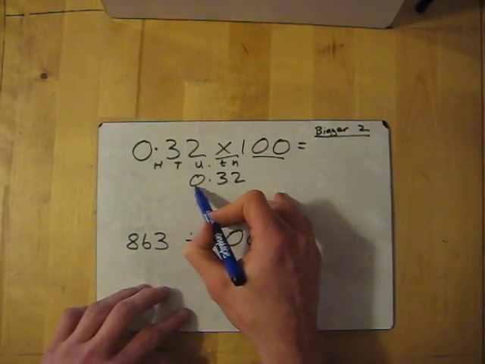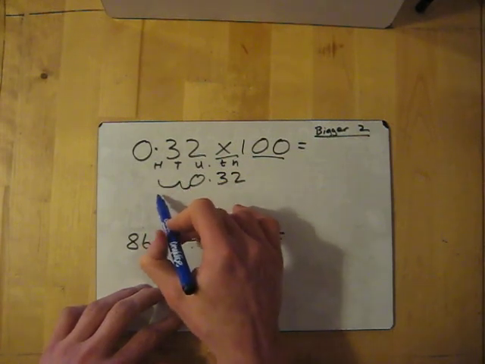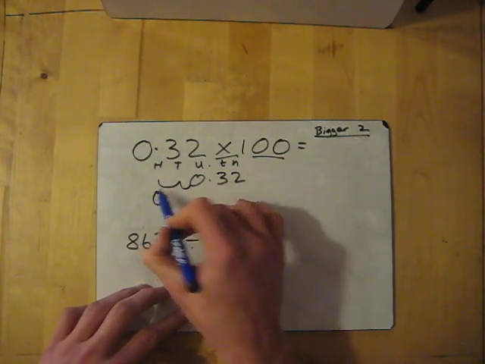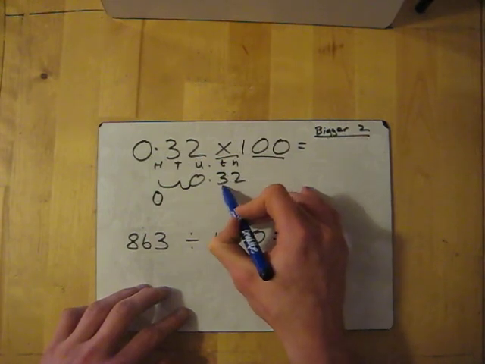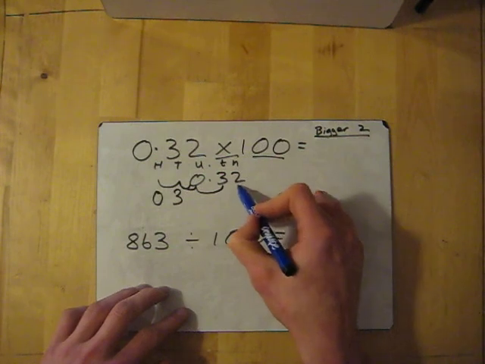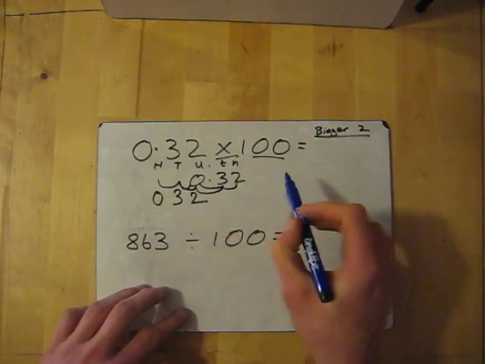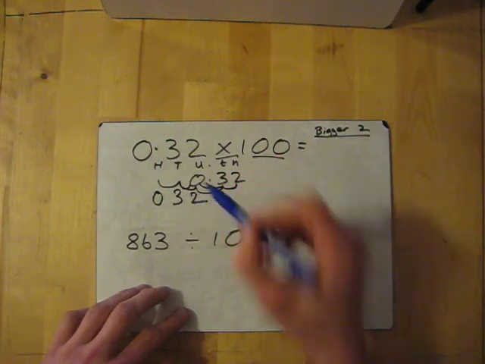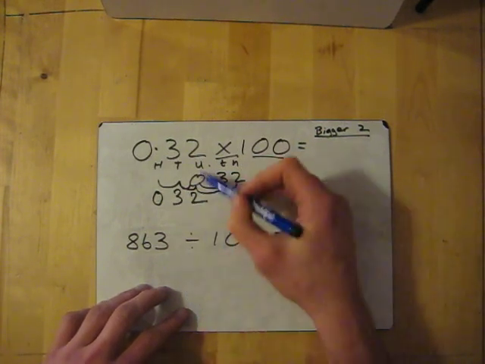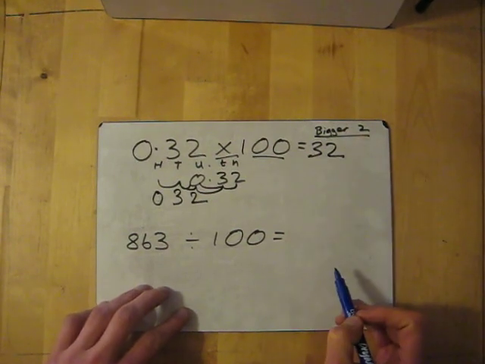So 0 is going to move up 2 places. So it's going to move up 1, 2. So put the 0 in. The 3 is going to move up 2 places. So 1, 2. Put the 3 in. The 2 is going to move up 2 places. 1, 2. So put the 2 in. And as you can see, we've got 3 tens and 2 units. So my answer would be 32.